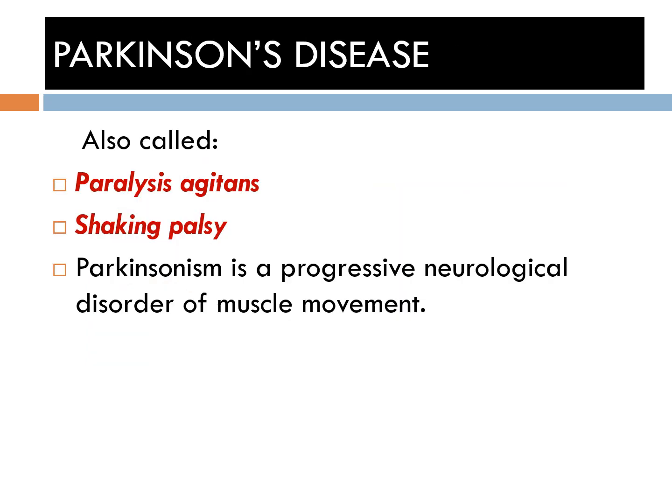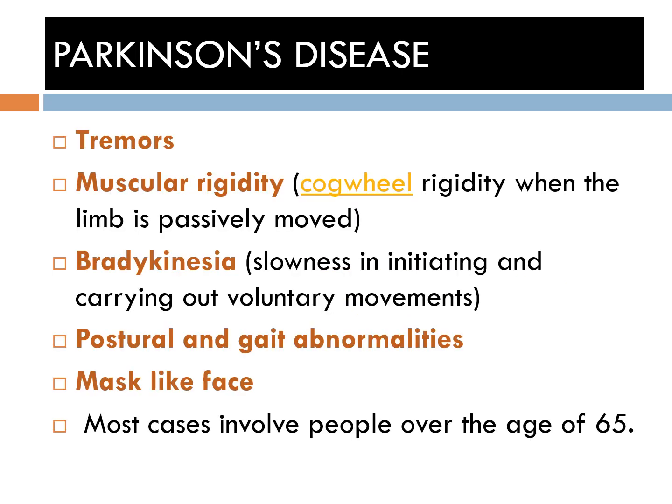Parkinsonism is also called paralysis agitans or shaking palsy. It's a progressive neurological disorder, so it is not reversible. It is always going to progress, and it is a disorder of muscle movement. The features, as we just discussed in the scenario, are resting tremors, muscular rigidity, and bradykinesia. Bradykinesia is slowness in initiating and carrying out movements. There are also postural and gait abnormalities and a mask-like face. Mostly the patients are over 60 years of age, but there are exceptions to it. Even in early stages of life, a person can get Parkinsonism.